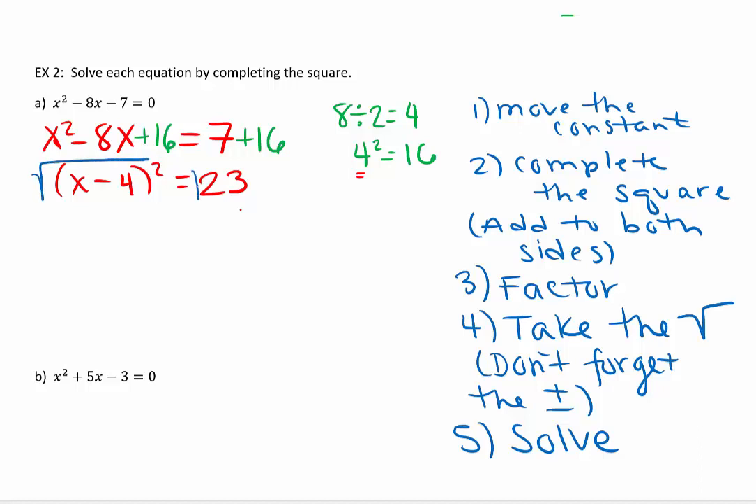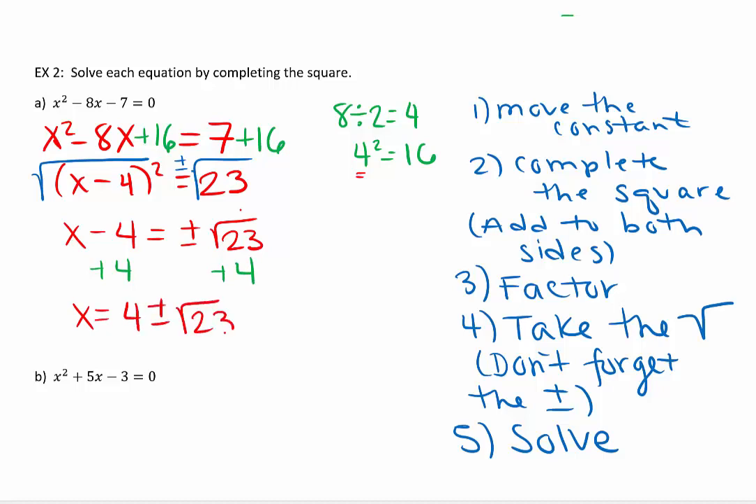I'm going to take the square root of both sides. Don't forget the plus or minus. And I get x minus 4 equals plus or minus root 23. And root 23, that's not a perfect square. There's nothing we can do with that. And so to finish, I'm going to add the 4. But we can't actually combine the 4 with the root 23. They're not like terms or like radicals. And so I'm just going to write my answer as x equals 4 plus or minus root 23.